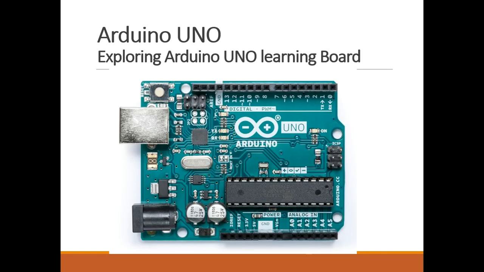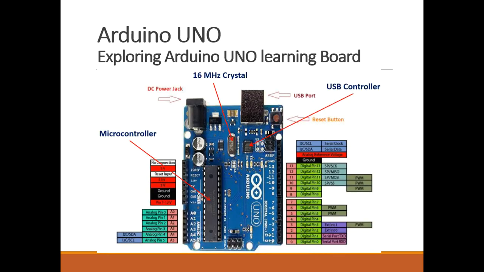So this is the Arduino Uno board that is mainly used for learning purposes. There are certain pins, microcontroller, USB, power jack, so many things available here. The cost of this Arduino is around 300 to 350 rupees. So this is the layout of the Arduino Uno board. There are certain things here.